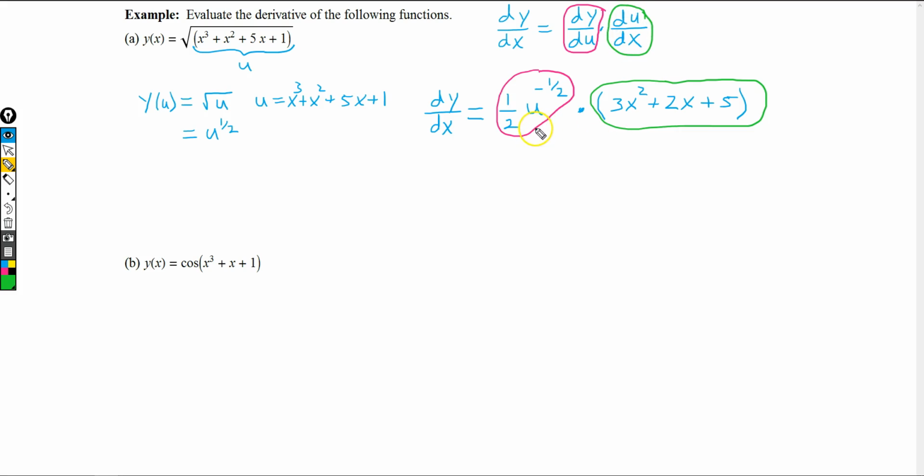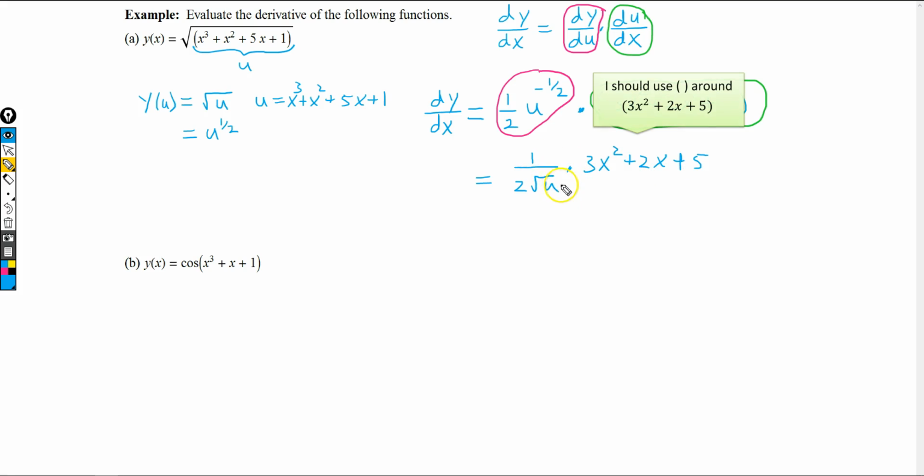And now we just have to do a little bit of cleanup. We have to replace the u with what it is as a function of x, because our answer here should be a function of x. So everything on the right hand side should only involve x's. All we have to do is put this in place of the u, and then we'll get our answer. And a little bit of cleanup here. We'll write this piece right here as, let's first write that as 1/2 root u. Then we can put this in the numerator here and replace our u, and we get our answer.